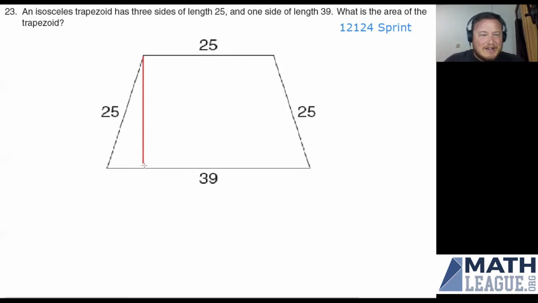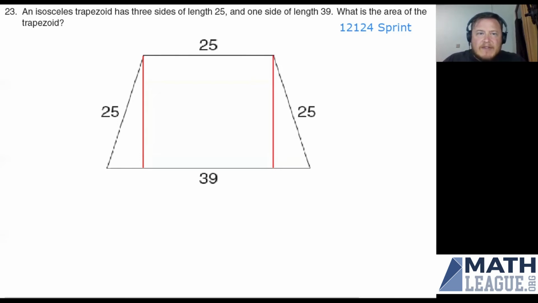I'm going to drop an altitude down here and over here as well. Now remember, the way this works with parallel lines is that these two lines are the same distance apart. So if I'm drawing lines that are perpendicular to the top and the bottom, those two red lines are going to be equal to each other. Now wait, if these red lines are equal, and we've got right angles here at the bottom, and we've got 25 as the hypotenuse for each of these two right triangles, that means these two triangles on the ends are congruent. So that's really going to help us out.